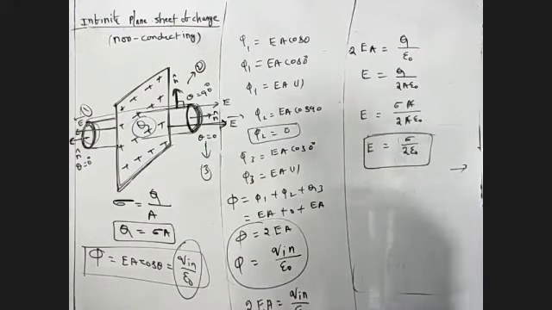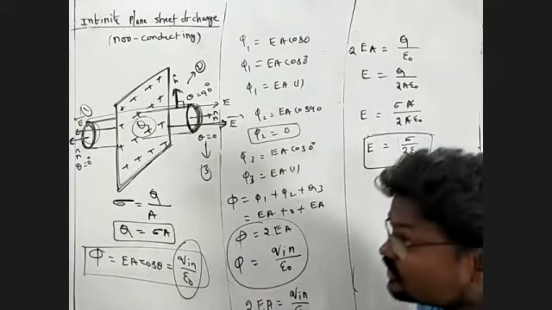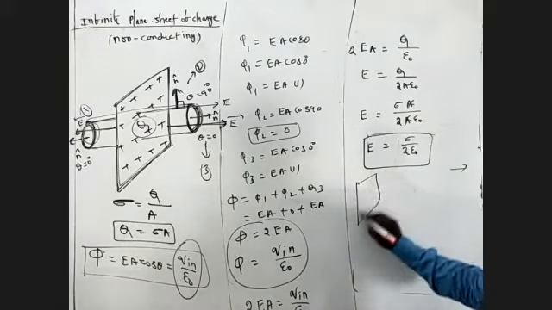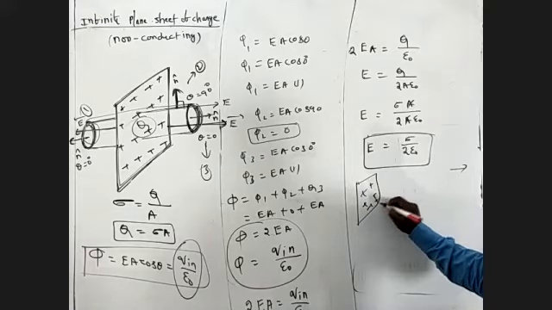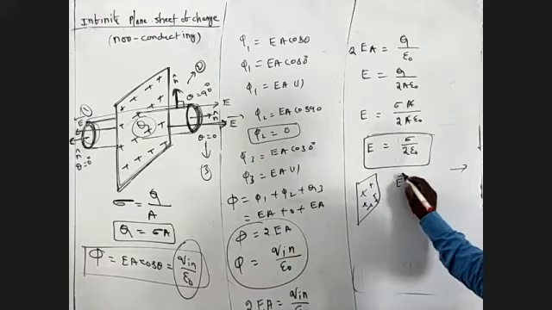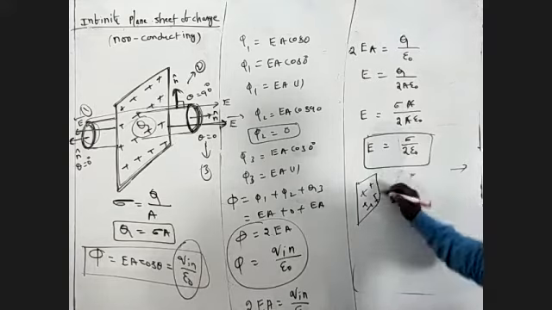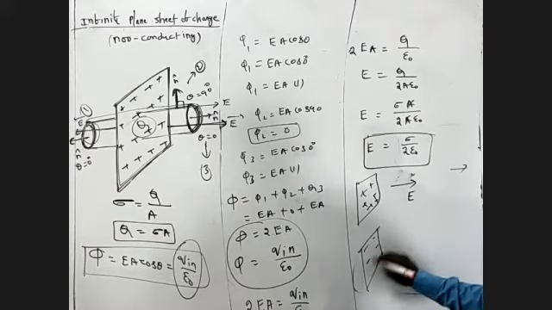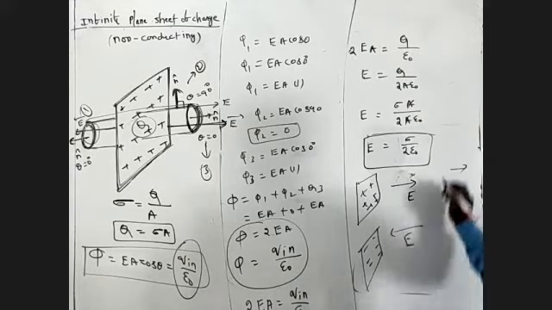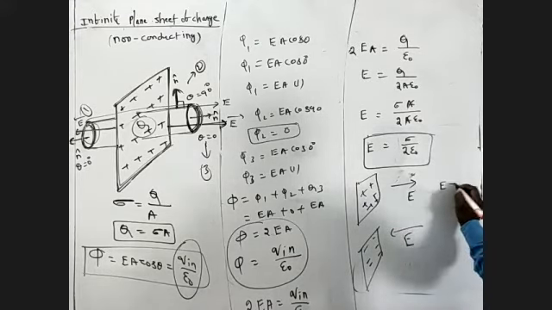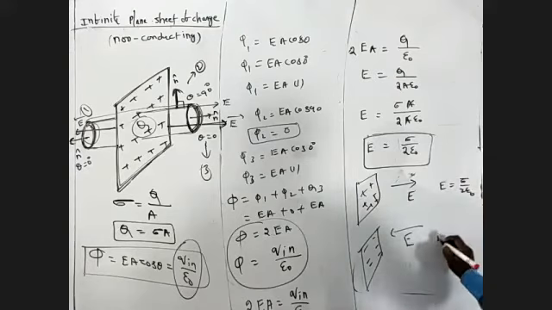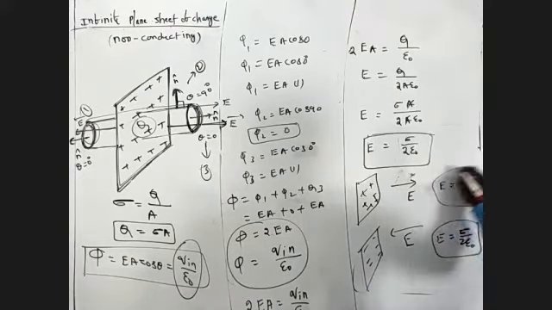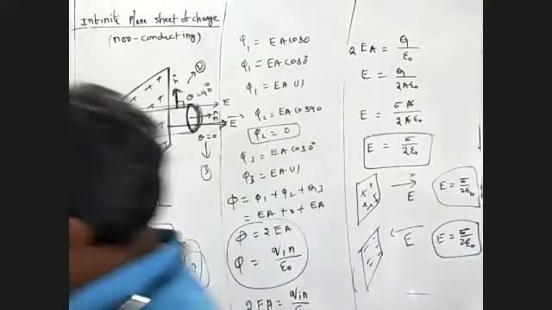Here, if the plate is positive, the direction of electric field is outward. If the plate is negative charge, the direction of electric field is towards the plate. But the magnitude E is equal to sigma by 2 epsilon. Now we are using this one.